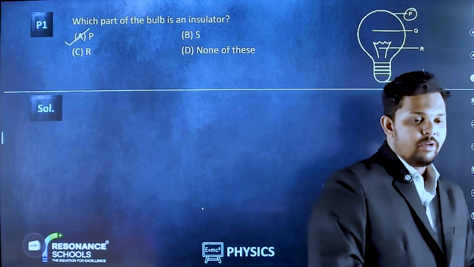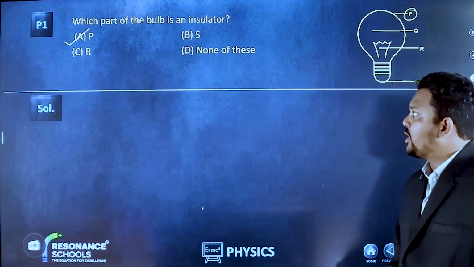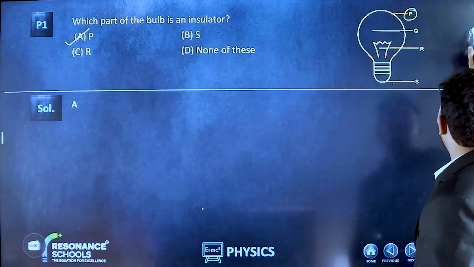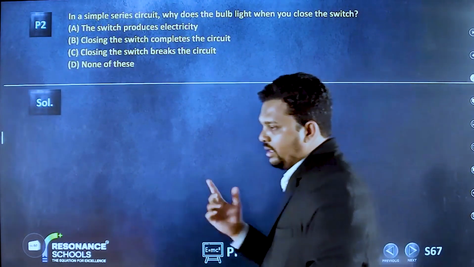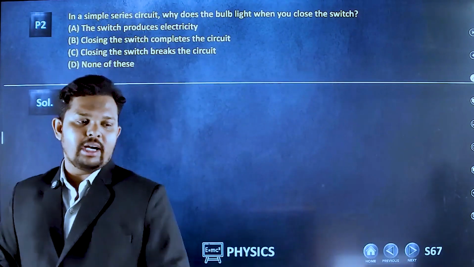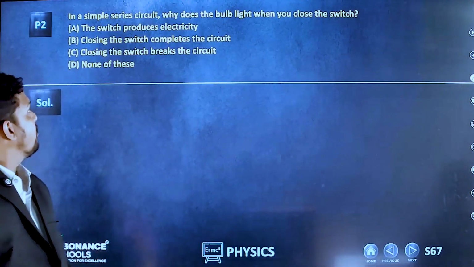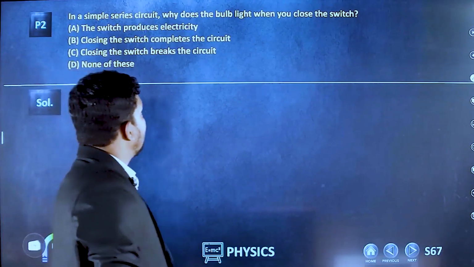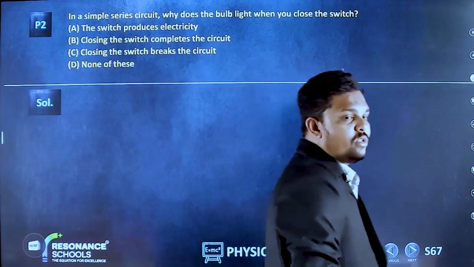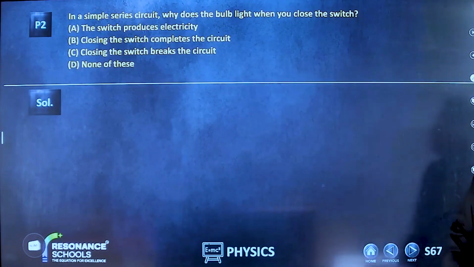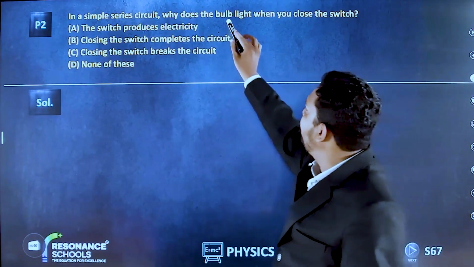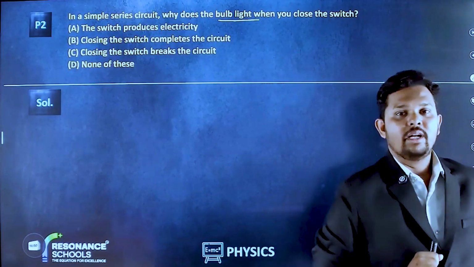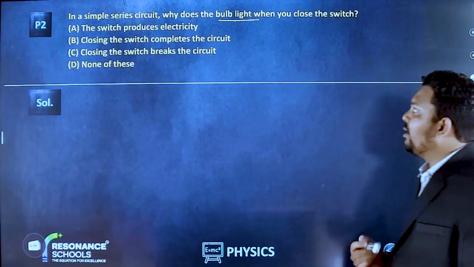Okay, very good. Let's go for question number 2. Second question, answer A for this part. That's absolutely correct. Before starting, let us see how many students can answer this question. In a simple circuit, why does the bulb light when you close the switch? He is saying the bulb will light when the switch is closed. So this is relating to which concept? Is it open circuit or closed circuit?